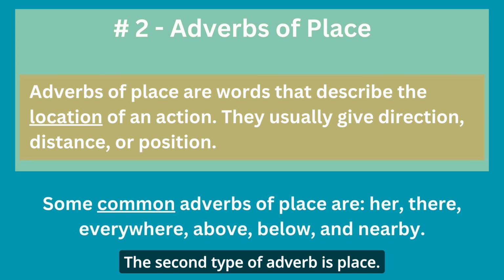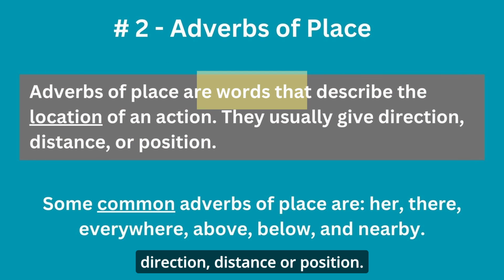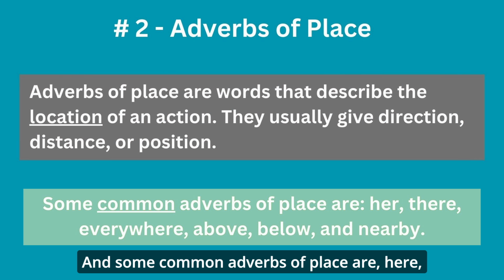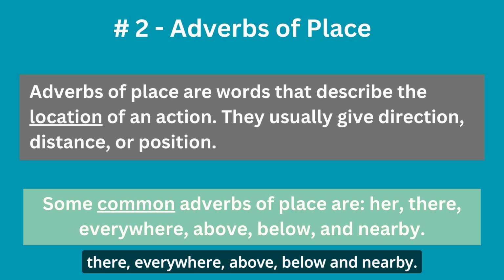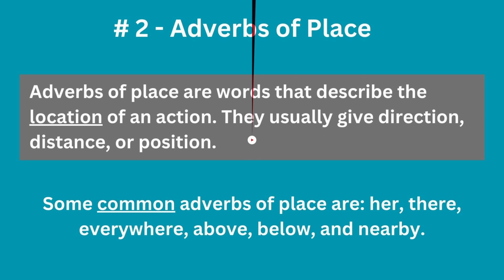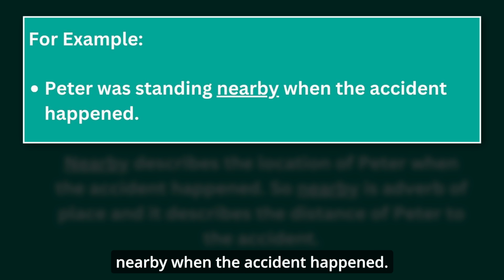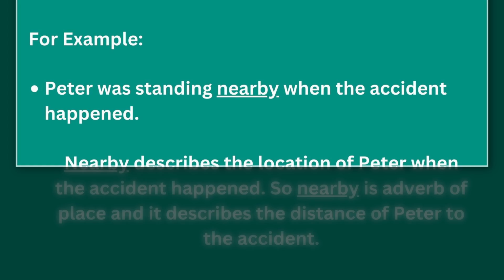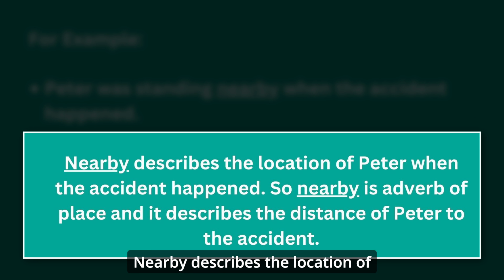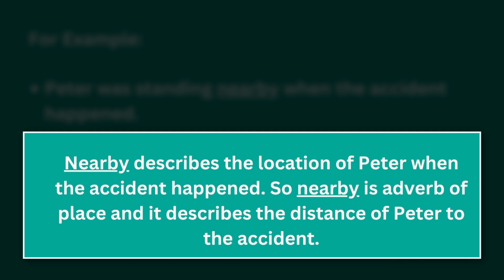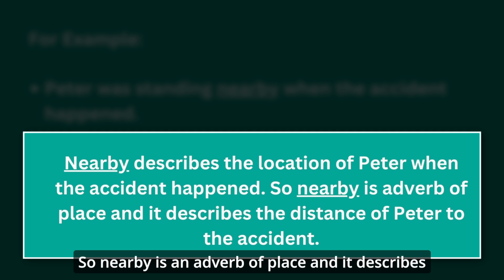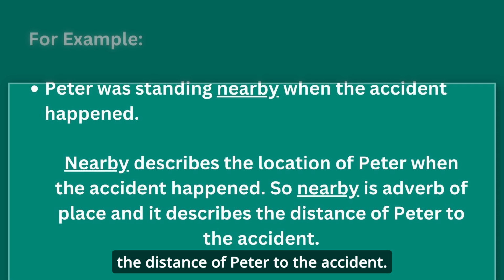The second type of adverb is place. Adverbs of place are words that describe the location of an action. They usually give direction, distance, or position. And some common adverbs of place are here, there, everywhere, above, below, and nearby. For example, Peter was standing nearby when the accident happened. Nearby describes the location of Peter when the accident happened. So nearby is an adverb of place, and it describes the distance of Peter to the accident.